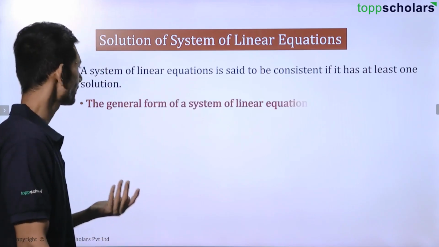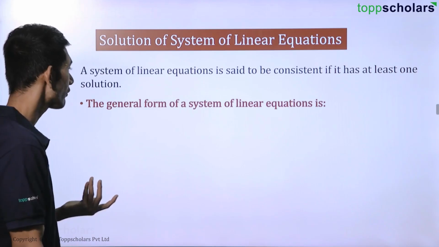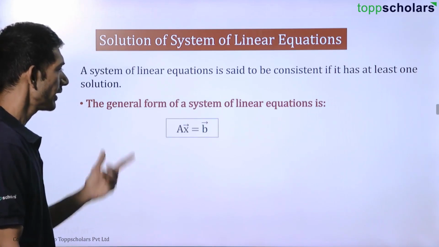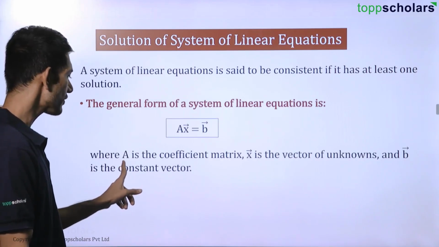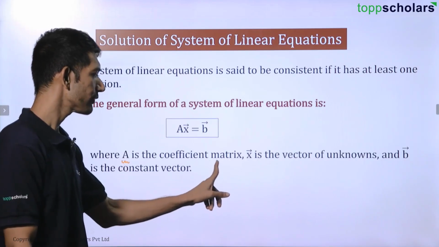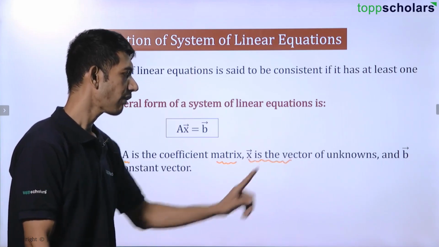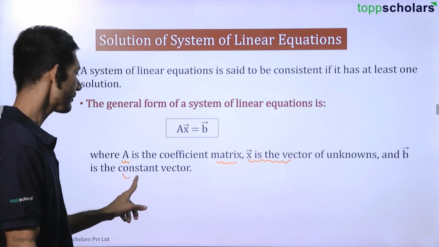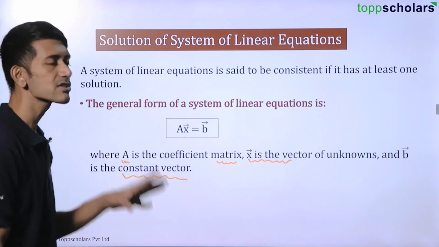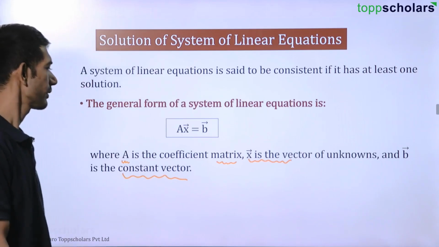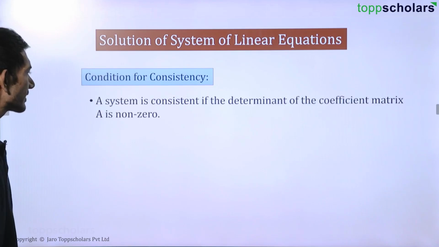Same thing. The general form of linear equations. I hope you remember the general form of linear equations. It's given like this: Ax = b, where A is the coefficient matrix, x is the vector of unknowns, and b is the constant vector. So in this way you can give the general form of a system of linear equations.